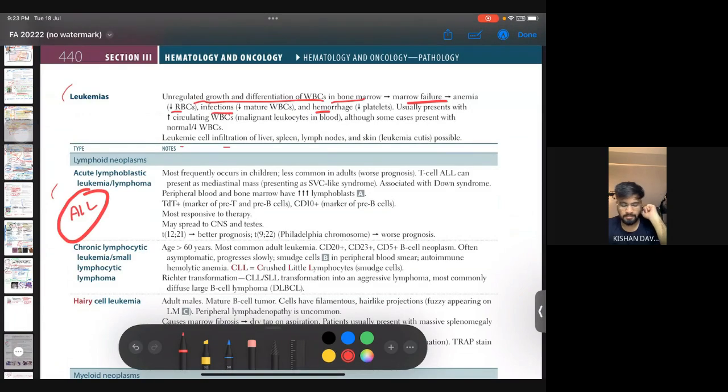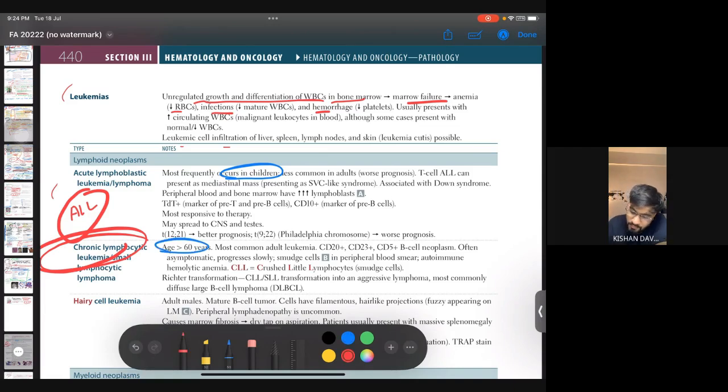ALL, acute lymphoblastic leukemia, lymphoma. Let's start. First, I'll tell you what's important, then I'll add two, three points over here. You need to write it down. It most commonly occurs in children, and this is the difference that will help you with CLL. We can get confused between ALL and CLL. Look at the age. If it is in older people, greater than 60 years of age, your answer will be CLL. If it is children, ALL. This is the first point.